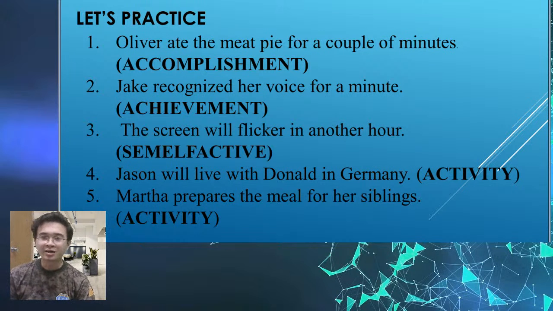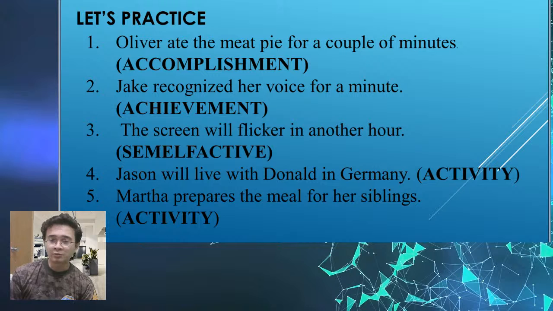For number 4, Jason will live with Donald in Germany. Okay, this one, this is also an activity. Only live, but somehow there's no result here. And it shows duration, because the word will live or live here as a base form shows a long duration of the verb or activity. But of course, we don't know exactly how long will they live together in Germany. So that's why we call the word will live here an activity verb.